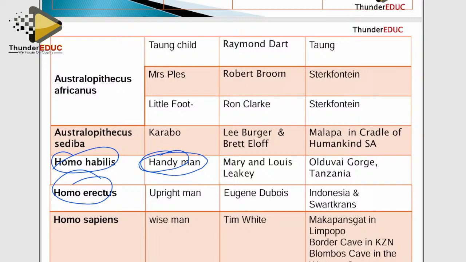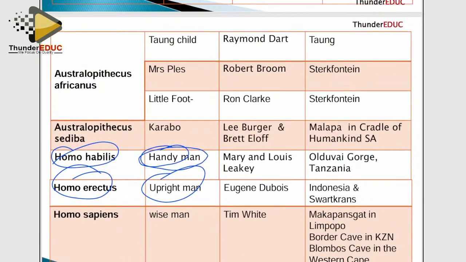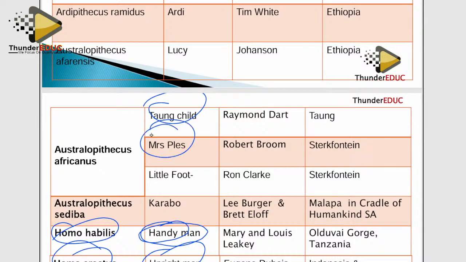And don't have that in mind. I know you. They're saying, name three Sauropithecus africanus species you know. Taung Child, Mrs. Ples, Little Foot. That's it.